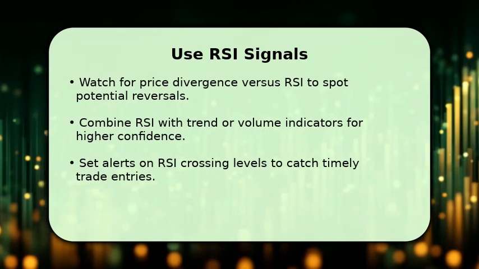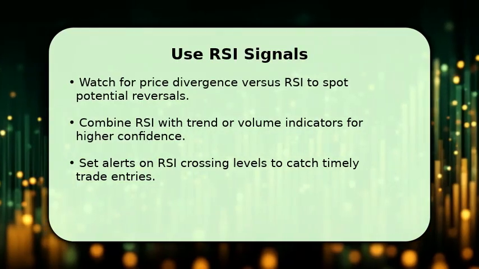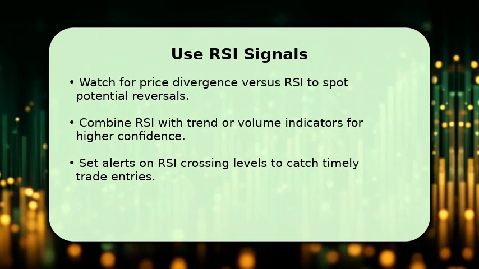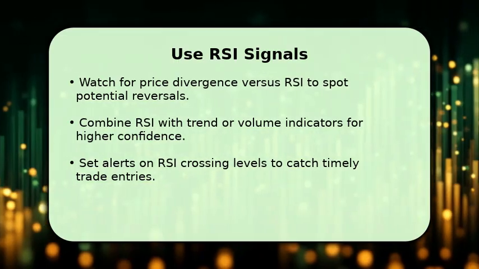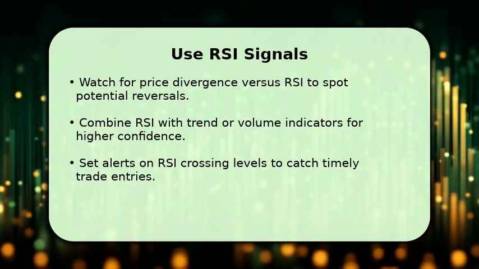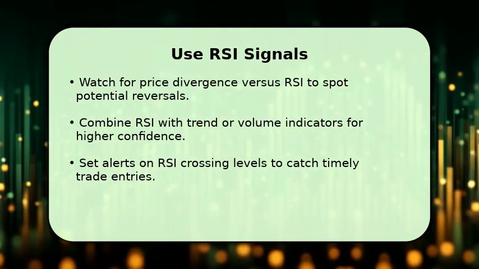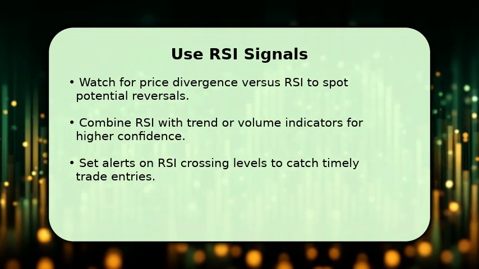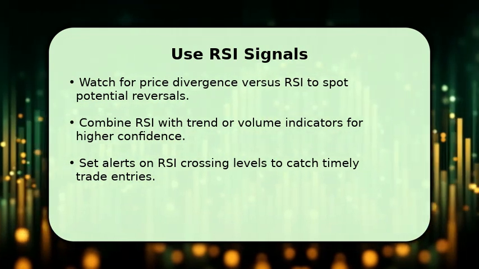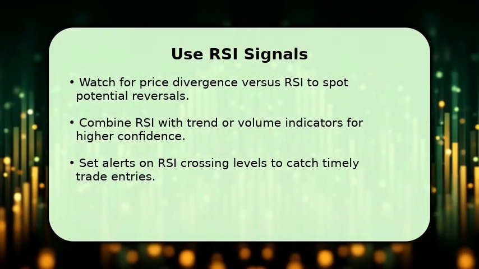Now we'll interpret RSI signals and apply them practically on your chart. Look for bullish or bearish divergence between price and RSI as early reversal clues, and always confirm with trend indicators or volume. Use crossovers of the 30 or 70 lines as entry or exit triggers, and set alerts so you never miss a move. I'll walk through examples on different timeframes and show how to manage false signals with filters.